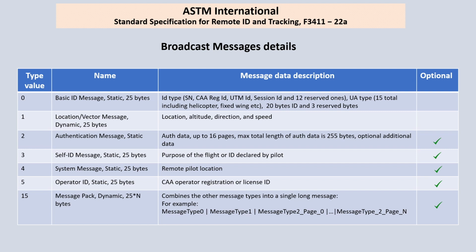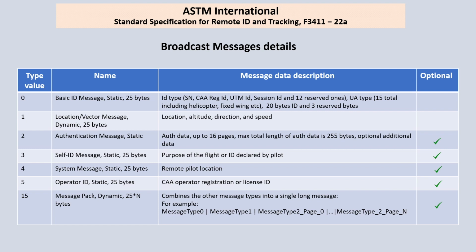Finally, the standard introduces message type 15. They call it the message pack, and it is a dynamic message. What's the purpose of the message pack? As I mentioned before, Bluetooth 5, Wi-Fi NAN, and Wi-Fi beacon have the capacity to transmit up to 225 bytes in one frame.